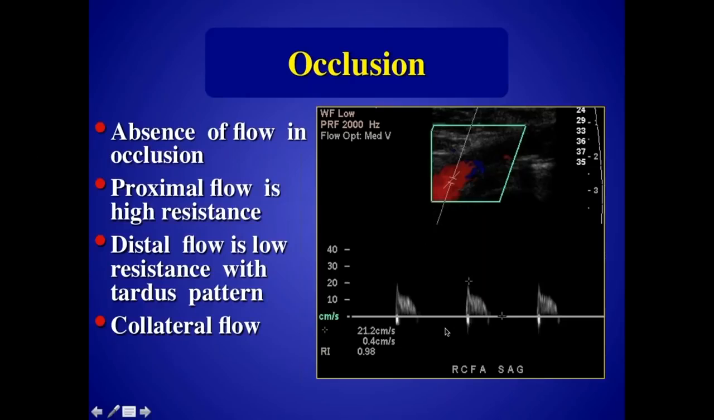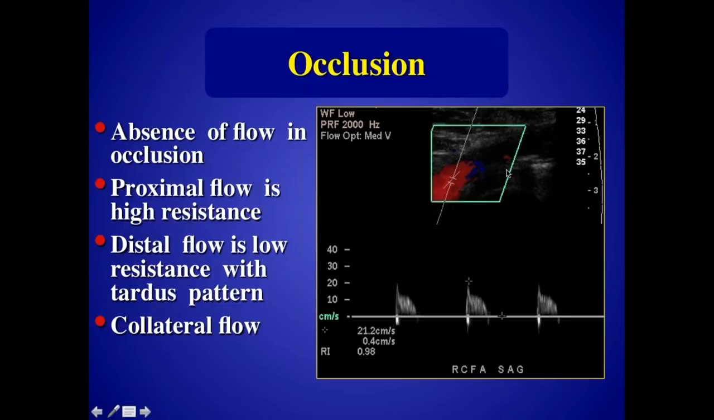So the velocity here in this common femoral artery above the occlusion is only about 20 centimeters per second. And there's no flow in diastole. So this is very consistent with outflow obstruction, and that's why I'm going to spend so much time talking about it. When you see these high resistance waveforms, particularly when they're very low velocity, think about an obstruction. Think about an occlusion or a very tight stenosis.